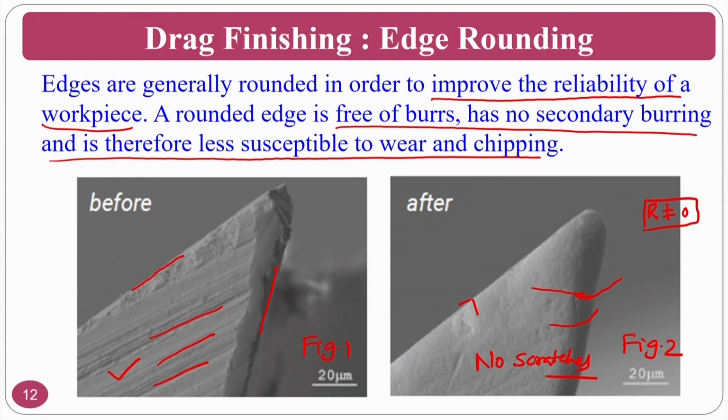If the sharpness radius increases in a cutting edge, what will happen? Then there will be a problem. You should always choose a certain sharpness radius. What I am talking about, the cutting tool sharpness radius and other things, has nothing to do with this particular slide. But drag finishing here, that is edge rounding and other things, is most important from the handling of the component.